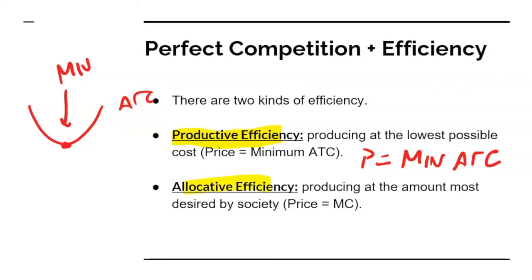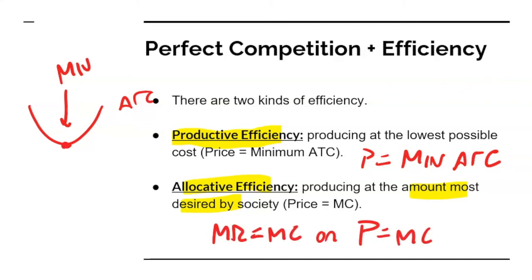Allocative efficiency means you're producing the amount most desired by society. In other words, you want to produce where MR equals MC, or we can rewrite it to say price equals marginal cost, right? Because we can say marginal revenue equals price in perfect competition. So basically, if you're producing where MR equals MC, the firm is allocatively efficient.